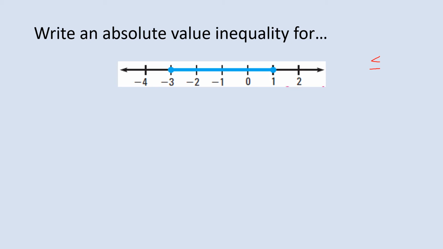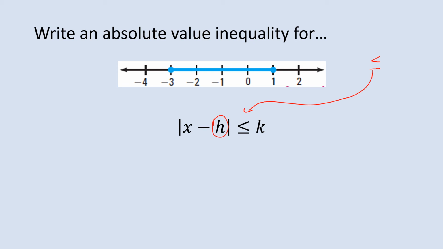Now, all absolute value inequalities follow the same form. It's x minus h, the sign that we're using, so it's a less than or equal to, and then k. H and k we get from the graph. H is going to be the center. It's exactly in between our two endpoints, and k is the distance from the center to those endpoints.